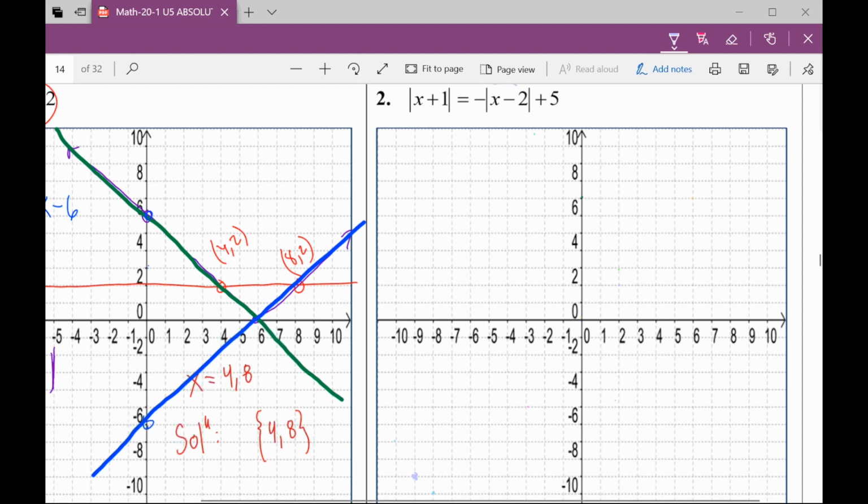We're going to treat this whole thing here as the transformation of a line that goes through the origin with a slope of 1. So we're going to treat it as a transformation of y equals x. And there are going to be 4 different things we do to this y equals x equation to get us the y equals negative absolute value of x minus 2 plus 5. So I'll do this step by step.